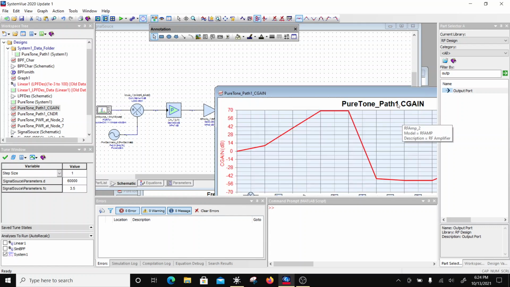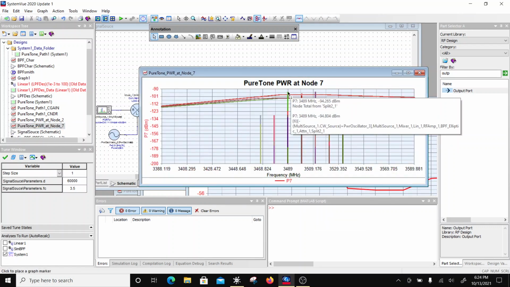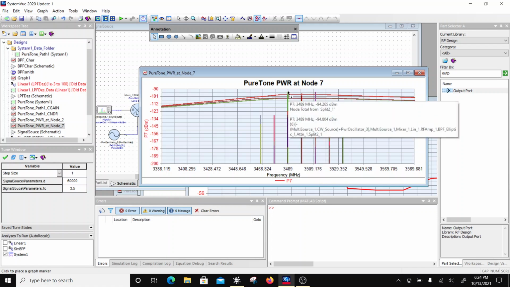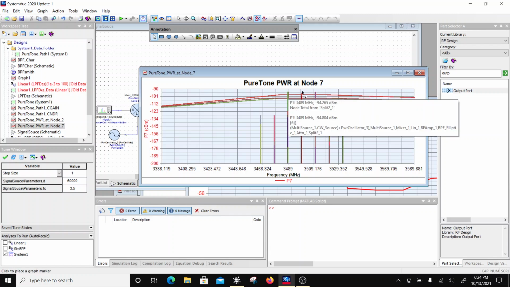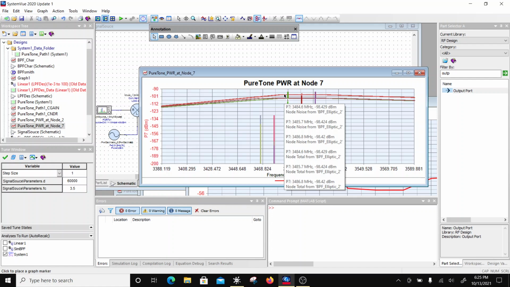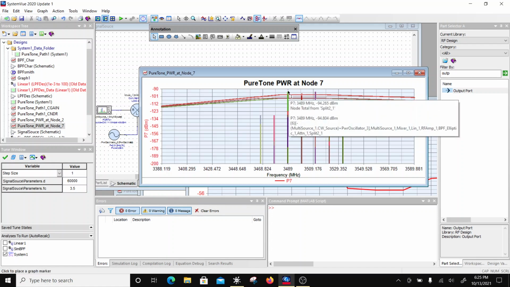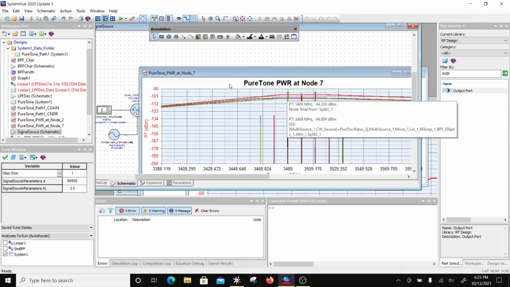In this case, let's look at what is happening at node 7, which is the input of the LNA. It is at minus 94, and this is at minus 90. The sum of the two nodes is going to be minus 93, right? Minus 91, and this is 98, so 7 dB is the signal to noise ratio.